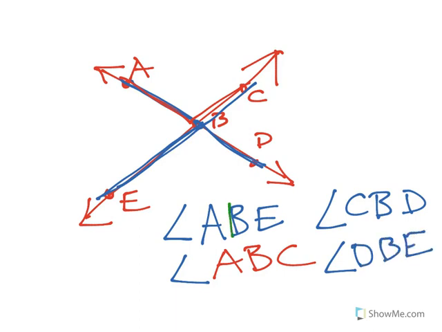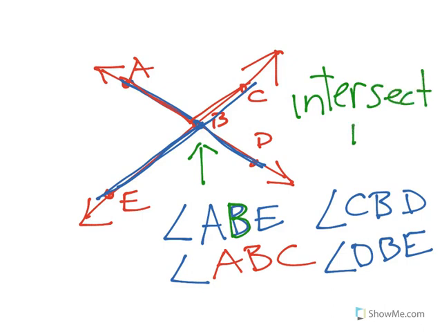Notice something they all have in common in the middle, which is the intersection. Let me write that for you. Intersection, don't have enough room. The intersection is the same on all of these angles. It is also the same in the middle of all of the angles in the diagram.